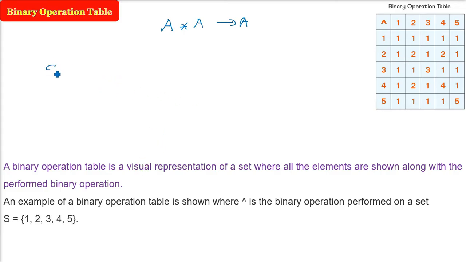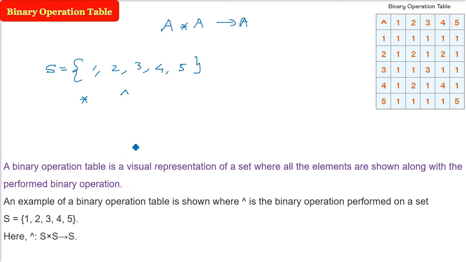So here we have a set. For example, we are taking the set as 1, 2, 3, 4, 5. This is our set which we will be discussing. And there will be an operation. You can call it a star, you can call it O, you can call it a cap. So we are taking the operation as cap.